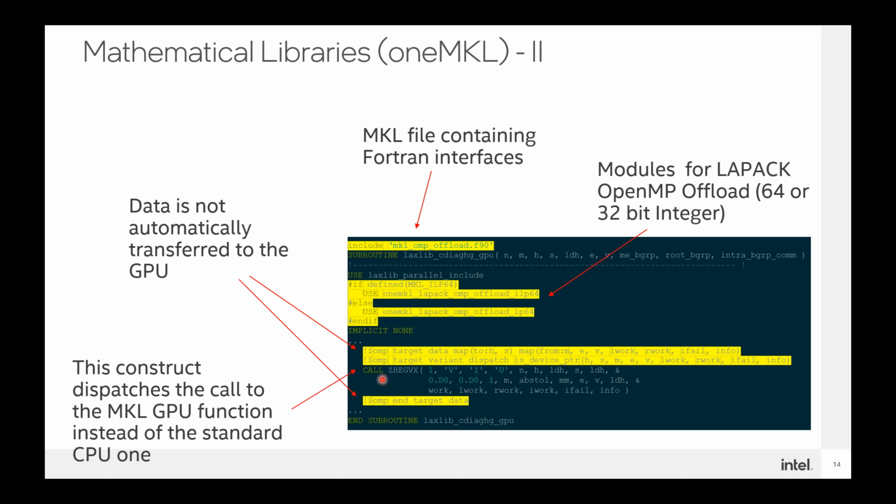And then the last thing you need to do is to add this pragma. This is an Intel extension, not an OpenMP standard. I'll talk about it later. This construct dispatches the call to the MKL GPU function instead of the standard CPU one. So with this, we are saying to the compiler, please create a code path that calls the GPU function and not the CPU one, and transfer the execution to the GPU.